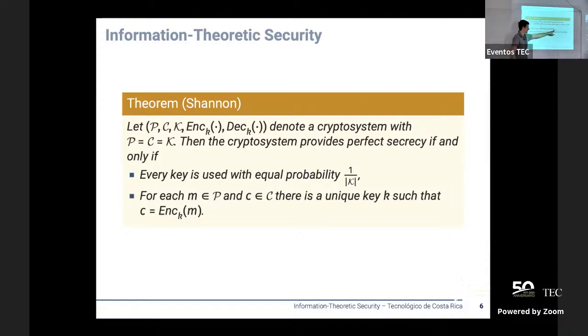And if we combine this with the probability that every key is as likely to be chosen, we actually have that indeed this is perfect secrecy, the definition that we had before. So if it wasn't completely clear, please read at your own pace in the book, because there you can find all the proofs and details as before.